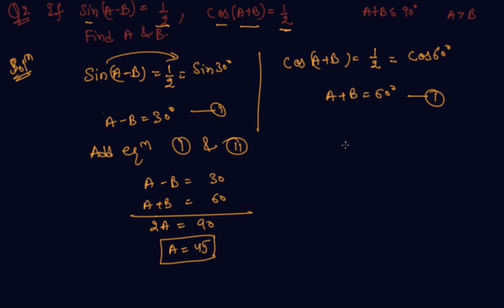I'll put the value of A now in the other equation, which is A minus B equal 30 degree. So 45 minus B equal 30. So the value of B comes out to be 15 degree. So students, this was a very typical example question which can come in the exam.